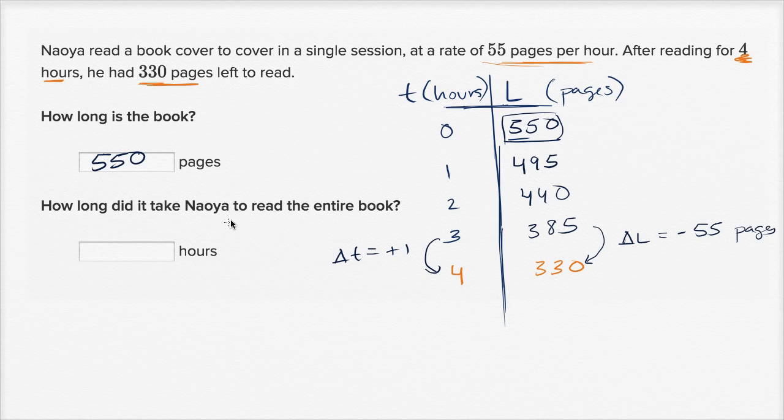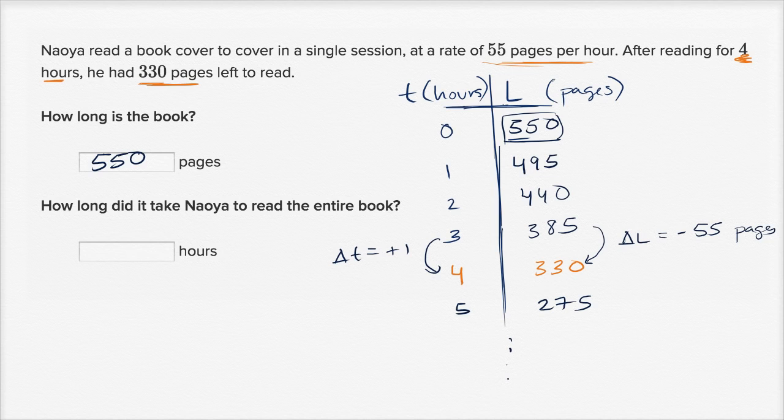But how long does it take Naoya to read the entire book? Well, we could keep going. We could say, okay, at the 5th hour, this is going to go down by 55. So if this goes down by 50, we're going to get to 280, but then if you go down 5 more, it's going to go to 275. And we could keep going on and on and on.